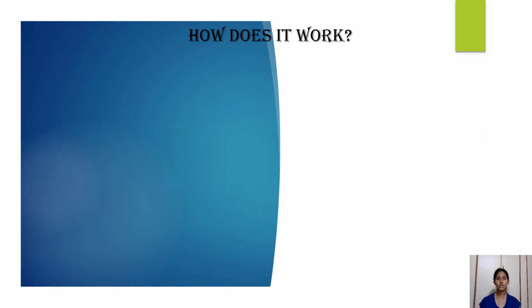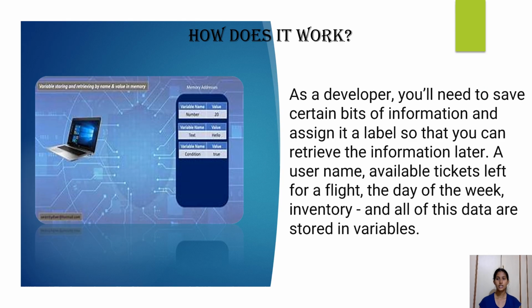So let's know how it works. As a developer, you'll need to save certain bits of information and assign them to a label so that you can retrieve the information later. A username, available tickets left for a flight, the day of the week, inventory, and all of this data are stored in variables so it can be used for future reference.